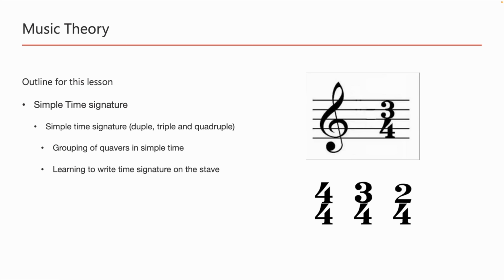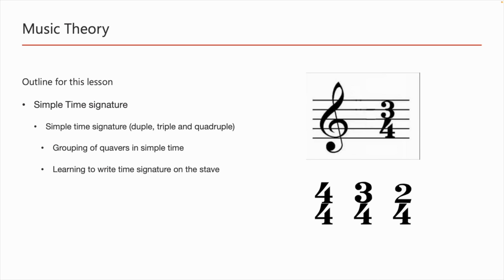Now the question is, is it every time signature that is 2/4 that is called a duple? Because it could be 2/2, it could be 2/8, it could be 2/3. The answer to that question is, if the numerator has a factor of 2, it's called a duple. If the numerator has a factor of 3, we say it's a triple. And if it's a factor of 4, we say it's a quadruple.